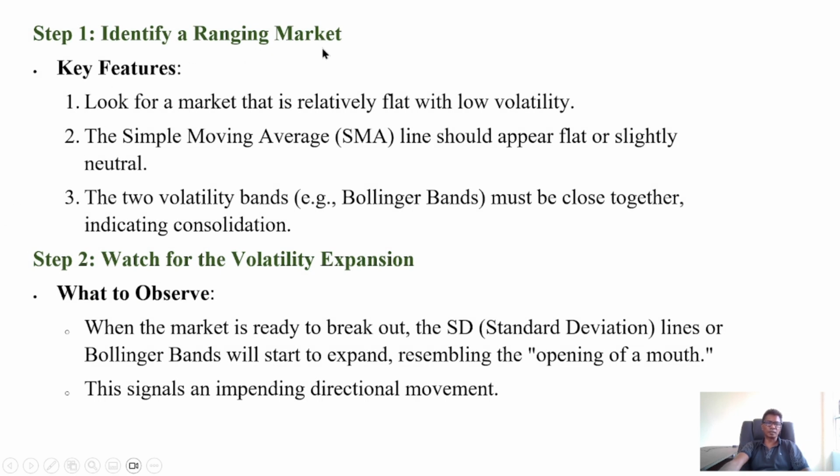Step 1: Identify a ranging market. Key features: look for a market that is relatively flat with low volatility. The simple moving average line should appear flat or slightly neutral. The two volatility bands must be close together, indicating a consolidation. Watch for the volatility expansion.